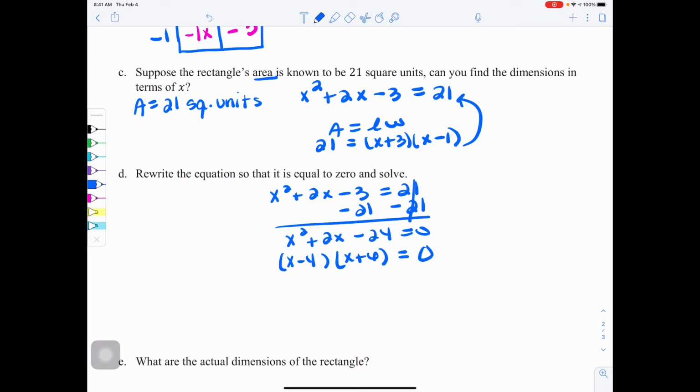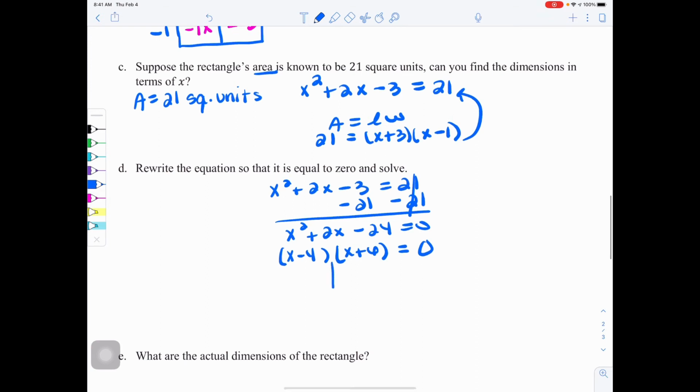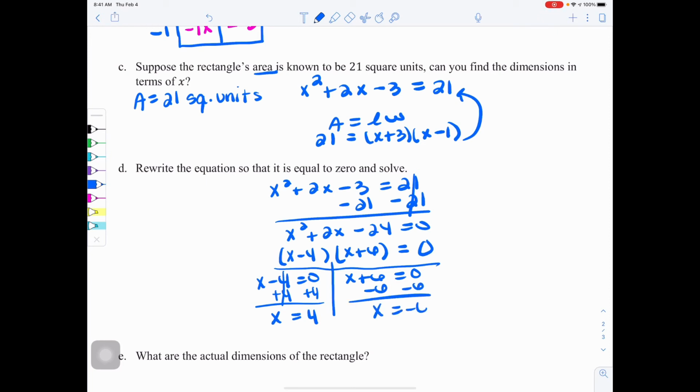Now again, using what we learned, I'm going to split this with what's called T time. I'm going to take x minus 4 and set it equal to 0, because if that part is 0, the whole thing would be 0. And then I'm going to take x plus 6 and set it equal to 0, because if that part's 0, the whole thing is 0. So now we solve each piece separately. I'm going to add 4, so x equals 4. I'm going to subtract 6, so x equals negative 6.